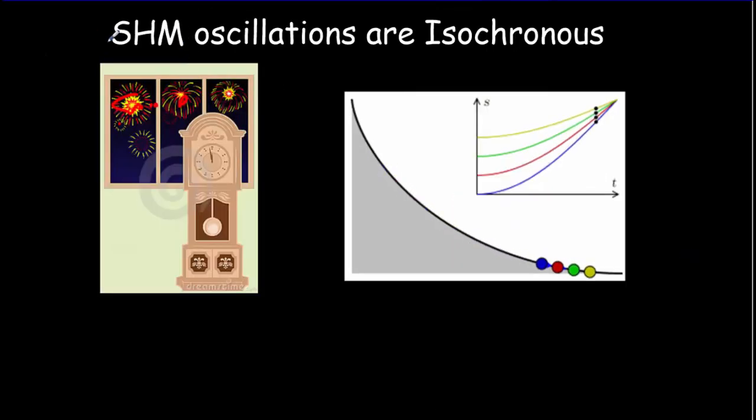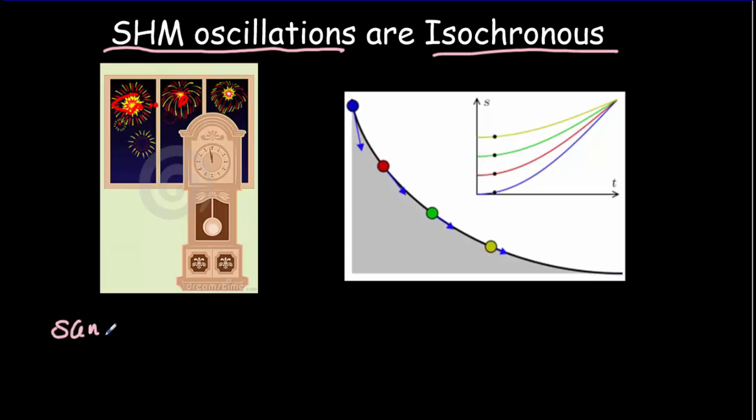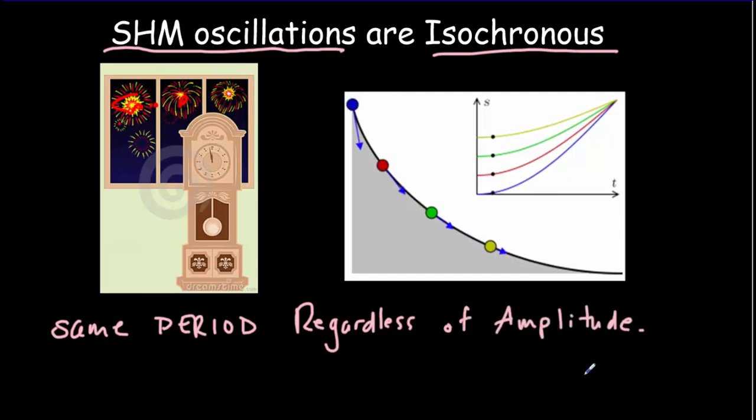One other very important fact about simple harmonic motion oscillations is that they're isochronous. Isochronous simply means the oscillations have the same period. They take the same amount of time to swing back and forth, regardless of amplitude. So if I release a pendulum, like the blue ball here, with a greater initial amplitude, it has a longer distance to go back and forth. But it also has greater acceleration, and that gives it a greater average speed, and the two factors kind of cancel each other out.